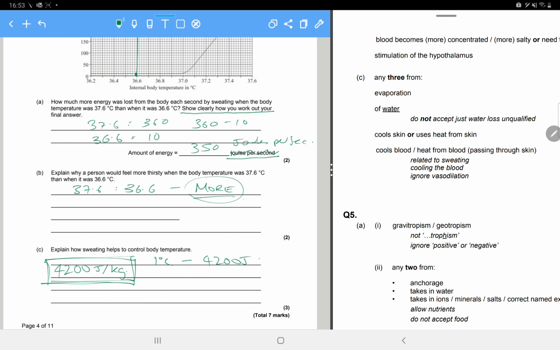And so you can see on the mark scheme here, key terms that we need to put in are evaporation of the water, underlined means you must mention water, and that cools the skin or uses heat from the skin, cools the blood, heat from blood. Okay, so in this, the answer that I would give would be that water on the skin going from the liquid to the vapor state, evaporation, the energy required to cause that evaporation is drawn from the skin, it cools the skin, and therefore in turn cools the blood.